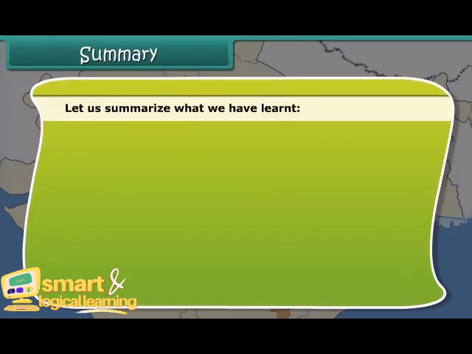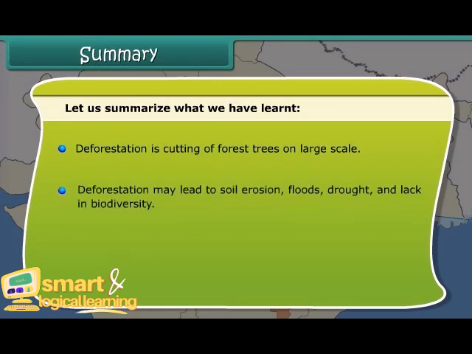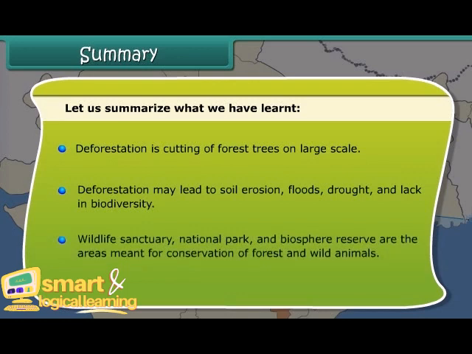Let us summarize what we have learned. Deforestation is cutting of forest trees on a large scale. Deforestation may lead to soil erosion, floods, drought and loss of biodiversity. Wildlife sanctuary, national park and biosphere reserve are the areas meant for conservation of forest and wild animals.